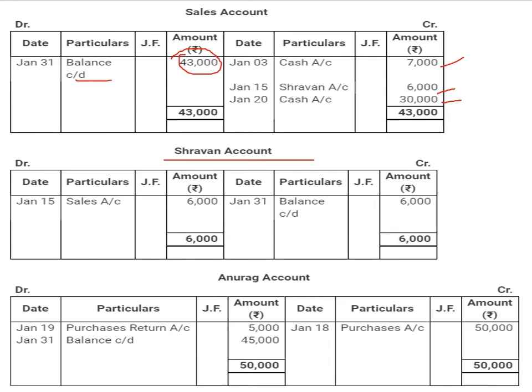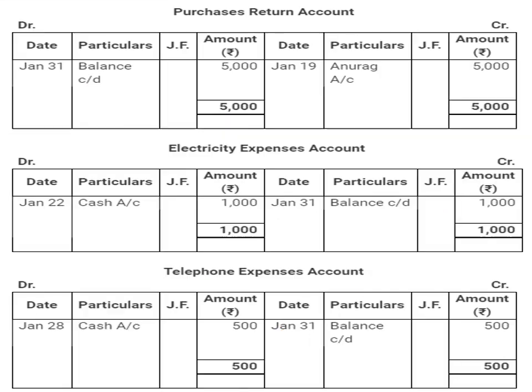Then Shravan account, only credit sale of rupees 6,000 to Shravan. There is a balance c/d. Balance c/d will be transferred to balance brought down. Then in Anurag account, there are purchases of 50,000 and out of 50,000, 5,000 we have returned. Remaining balance will be 45,000. 45,000 is the balance c/d, which will be transferred to the opposite side.